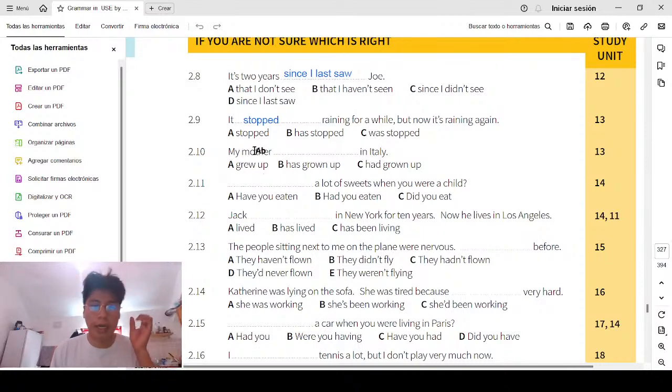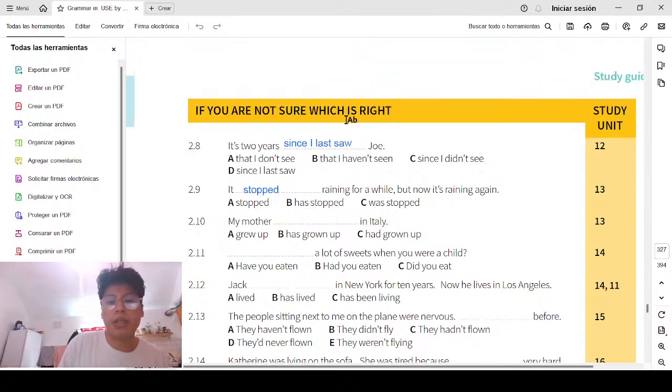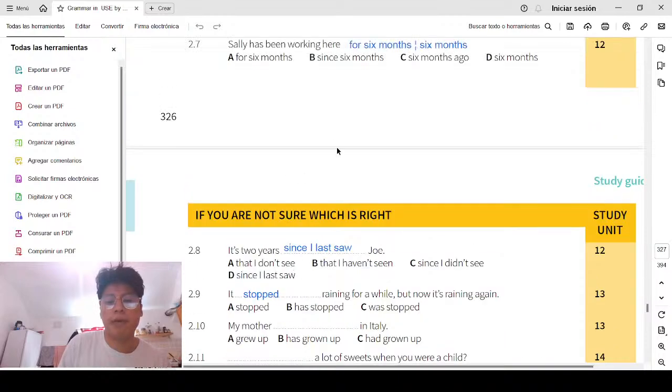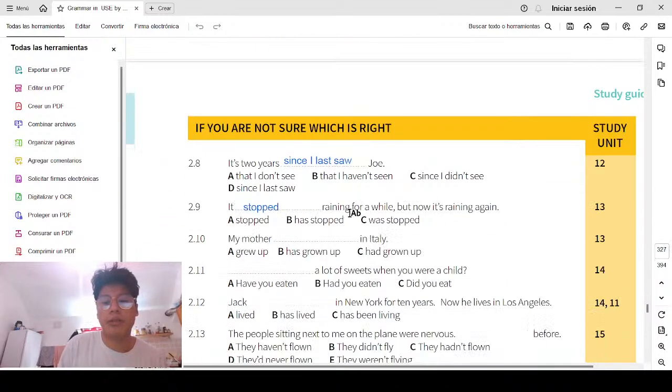You don't know exactly what the specific point in time was. All you know is that it stopped raining for a while. Now, that "for" is not the "for" of the present perfect. It's more an expression that means for a moment, for a period of time, for a time, for a while.